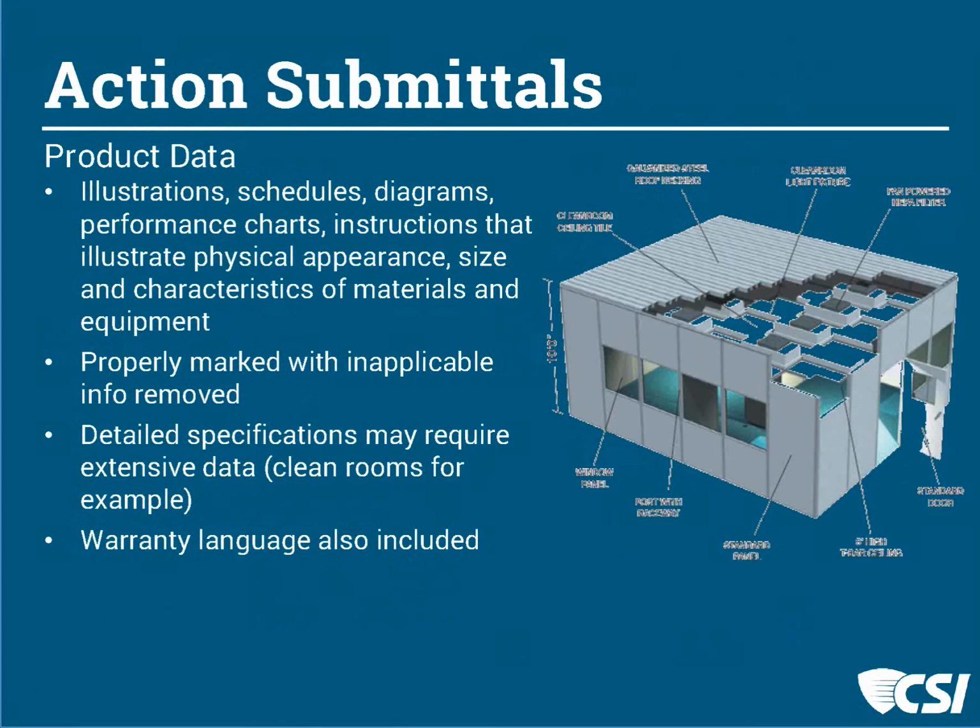So within action submittals, these can be things like product data, for example, illustrations of how components of the building are going to be put together, perhaps how they're going to perform, instructions about what the physical appearance ought to be once it's pulled together, and specificity with size and characteristics of materials. And these should come in marked appropriately with sufficient detail that may vary widely.